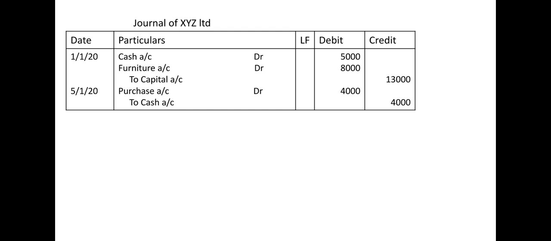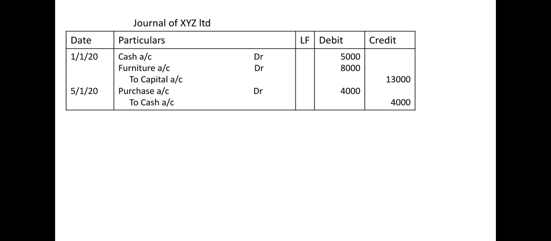Two different journal entries are given. In the first journal entry, there are three accounts: cash, furniture, and capital. And in the second journal entry, there are two accounts: purchase and cash. Now we are supposed to prepare ledger accounts from this question. So let's start, students.